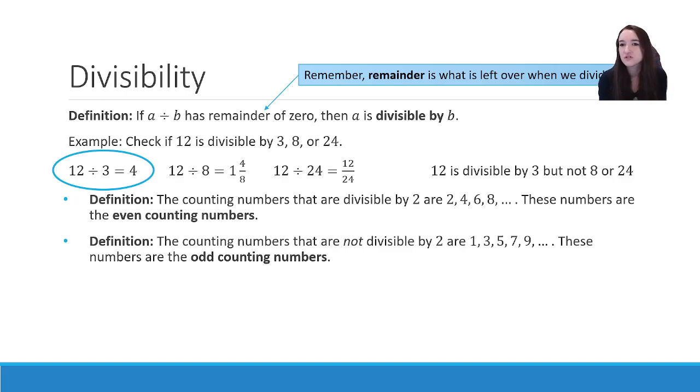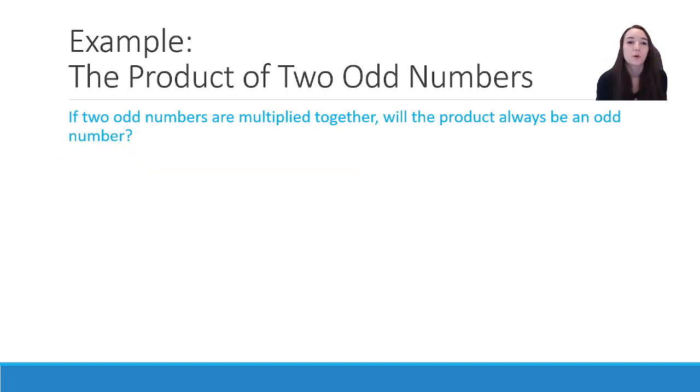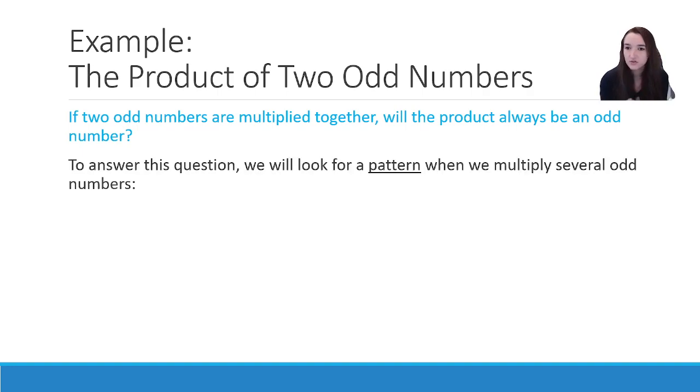So, now let's get to a little bit of reasoning. Before we get to the actual definitions of the two types of reasoning we're going to talk about, let's do some reasoning first. We want to talk about the product of two odd numbers. If two odd numbers are multiplied together, will the product always be an odd number? To answer this question, we'll look for a pattern when we multiply several odd numbers. That's generally what we tend to do: let's see what happens when I multiply 1 times 3, or 7 times 9, or 13 times 27. What happens? Do I get an odd number or not?